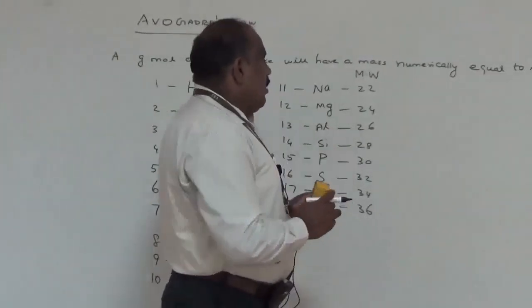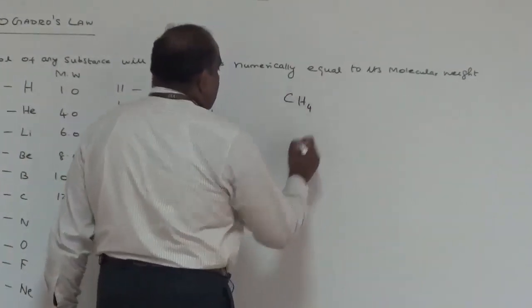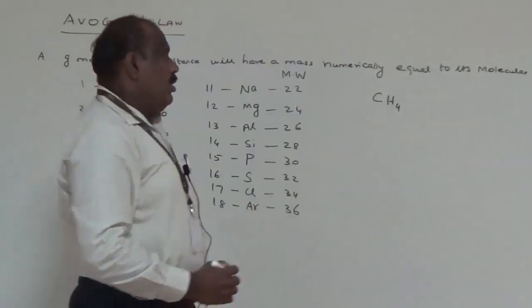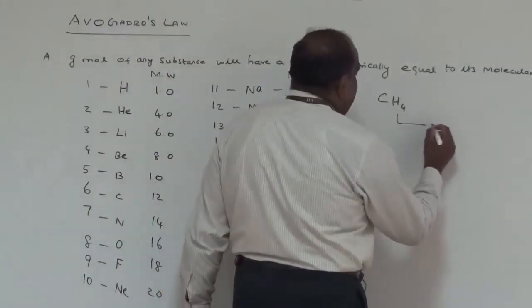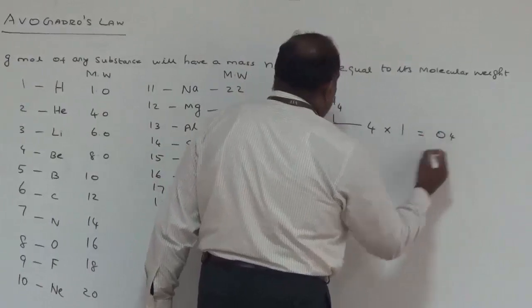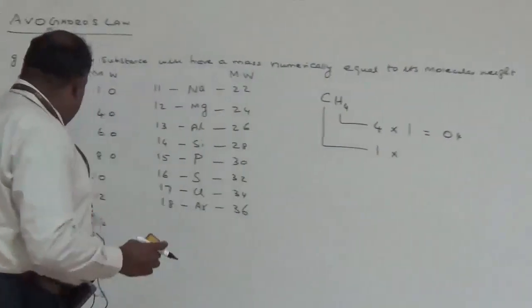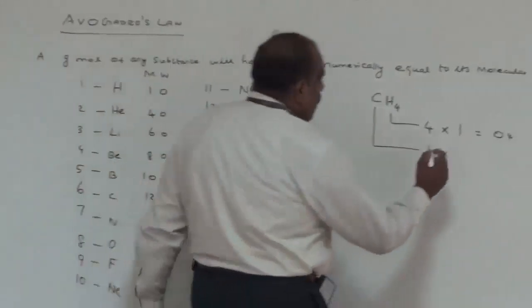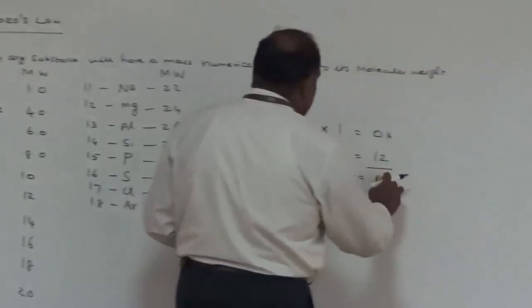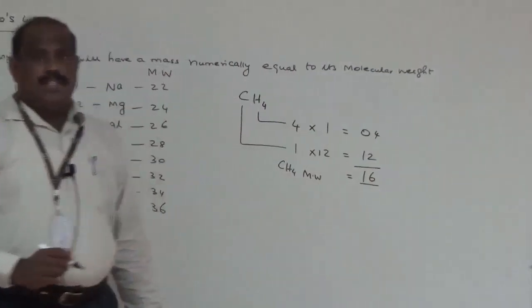Now let us find the molecular weight of methane. The chemical formula for methane is CH4. We have 4 hydrogen atoms, with molecular weight 1, so it is 4. We have 1 carbon atom, with molecular weight 12. So the molecular weight of methane is 16.